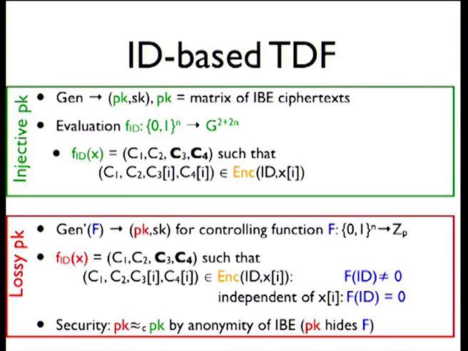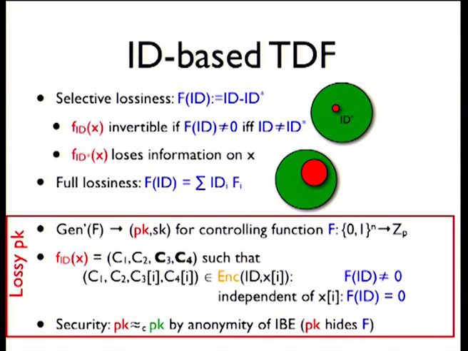Let me say two words about this controlling function f. In the selective lossy case, we just define the controlling function f as ID minus ID star. It has to be a linear function. So f of ID is invertible if and only if f of ID is non-zero, which is the case if and only if ID doesn't equal ID star. So we have exactly the scenario we want: in the challenge identity, the red dot, f is zero, so it loses information on x. There we are fine.